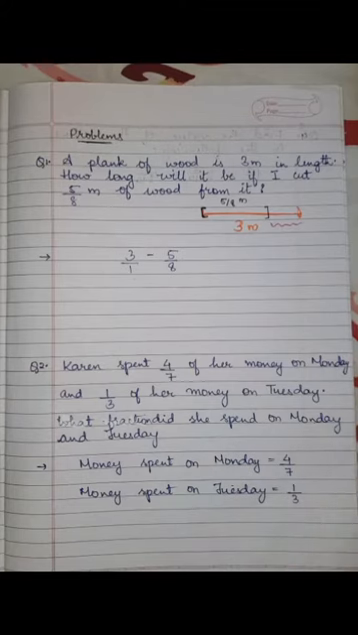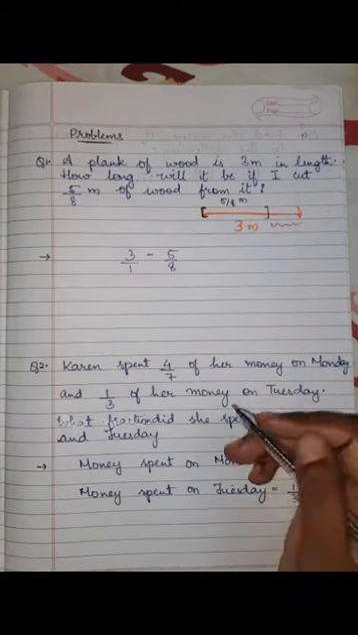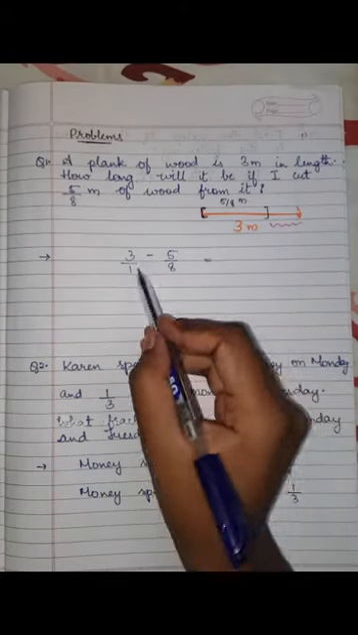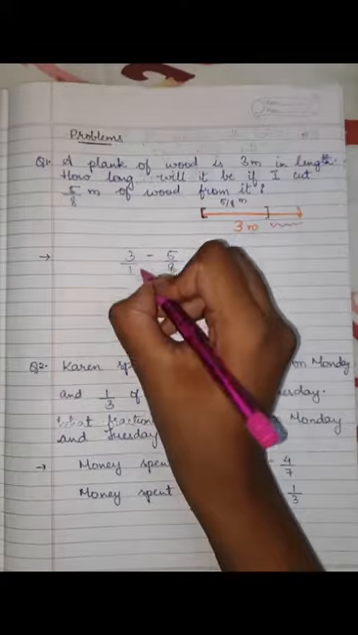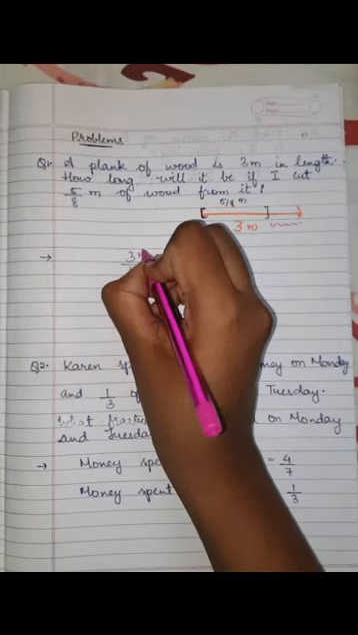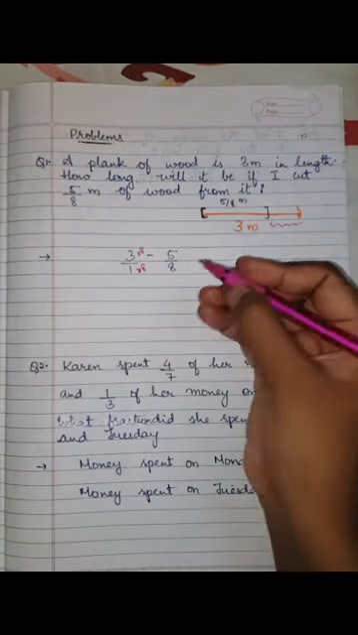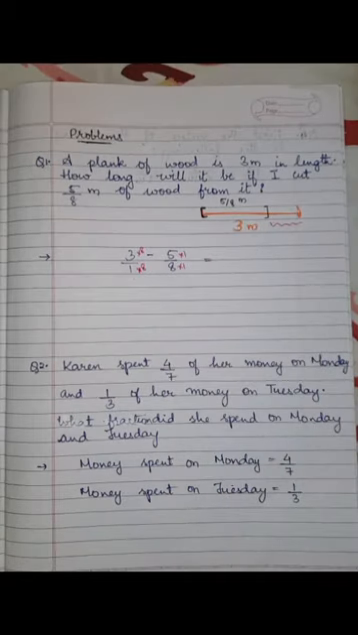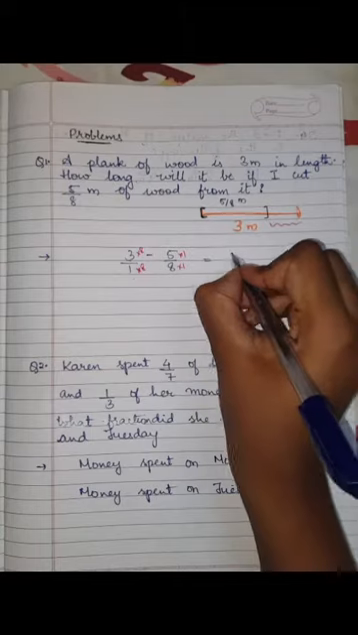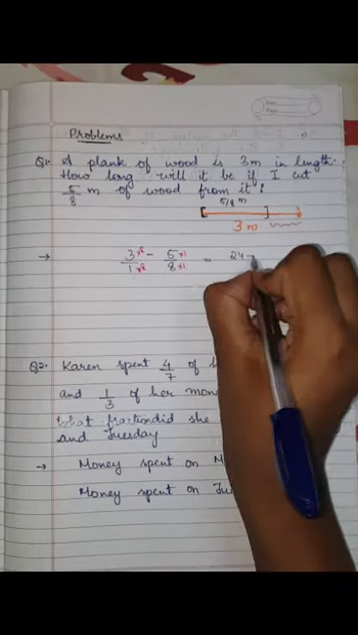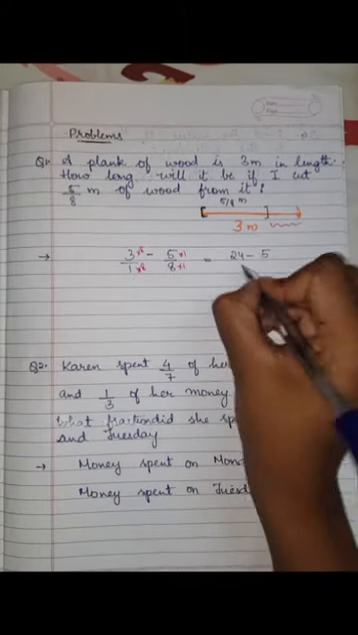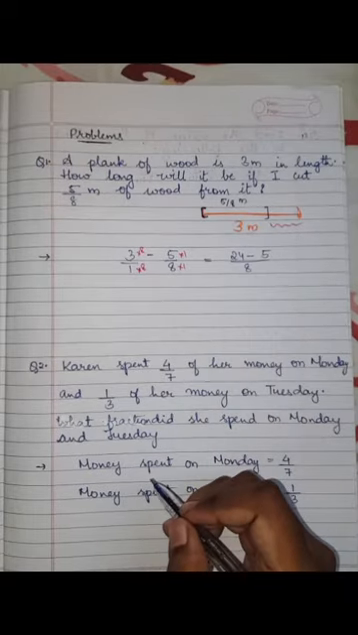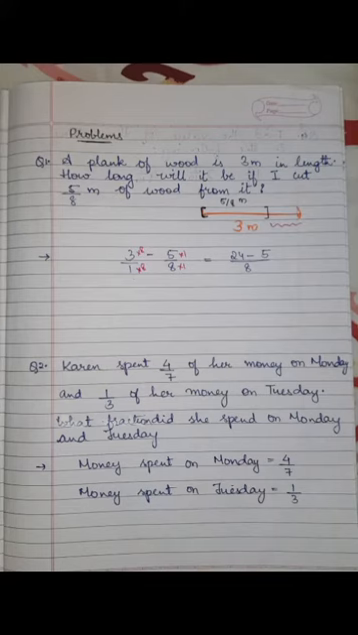Now can I use our normal LCM method to solve this? What can I do here? I'll have to multiply 3 and 1 with 8 and 8 and 5 with 1. So it'll remain as 8 and 5 only, yeah? So 8 3s are 24 minus 5 1s are 5 upon 8 1s are 8. So what did I do? I solved it using my LCM method.